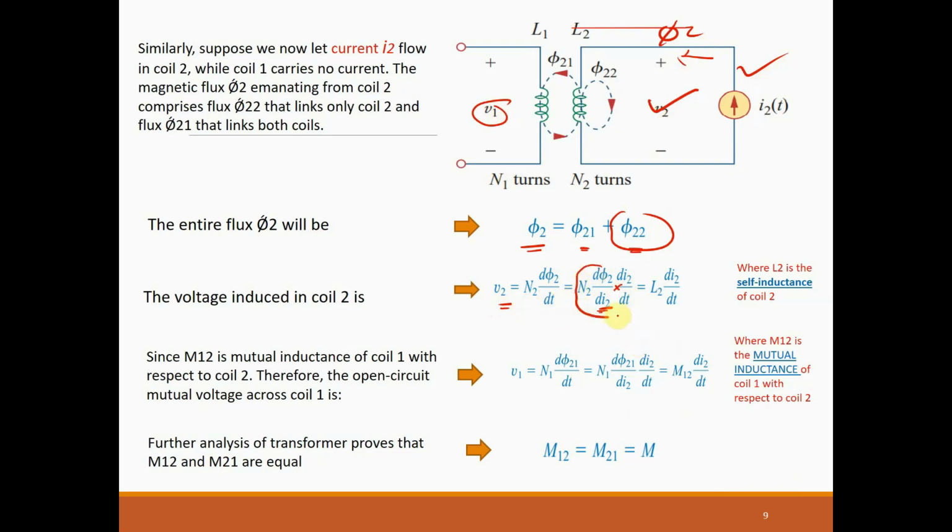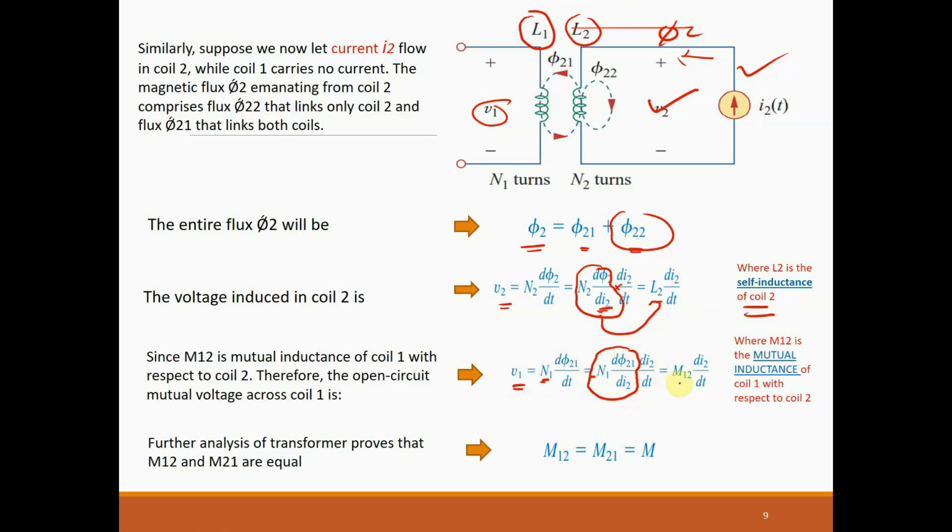So this part of the equation is called L2, L2 multiplied by di2 over dt. This is called the self-inductance of coil 2. So in the beginning we have L1 and L2, the self-inductance of coil 1 and coil 2. What about e1? e1 is the number of turns N1 multiplied by dΦ21 over dt, which we can rewrite as N1 dΦ21 over di2 multiplied by di2 over dt.